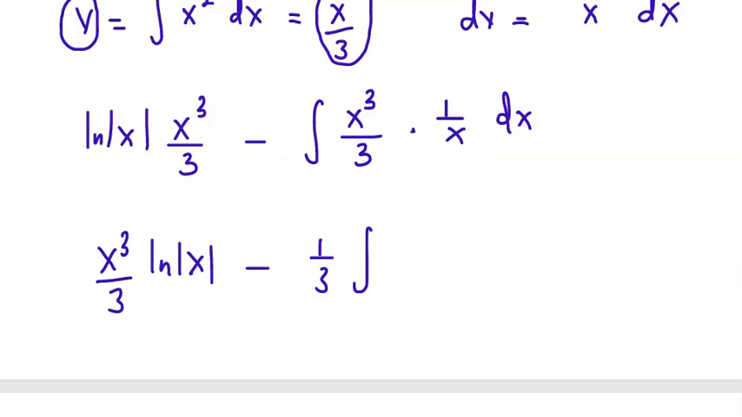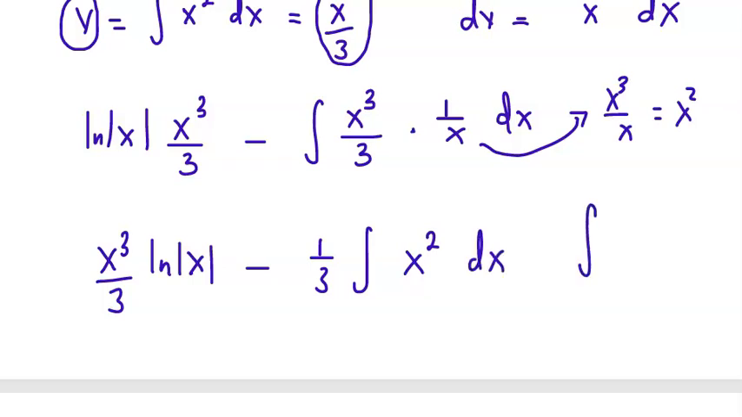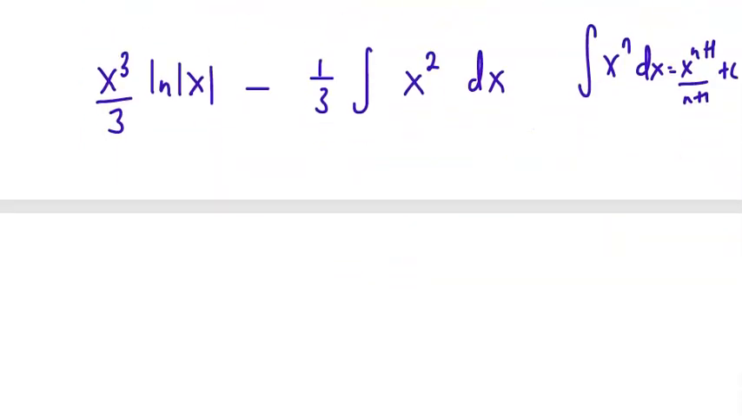Then the integral, we know from here, we have x cubed over x, which is just x squared. So here we are integrating x squared and we have our dx. Use this power rule: the integral of x to the power of n dx is equal to x to the power of n plus 1 divided by n plus 1 plus c. So use that there.